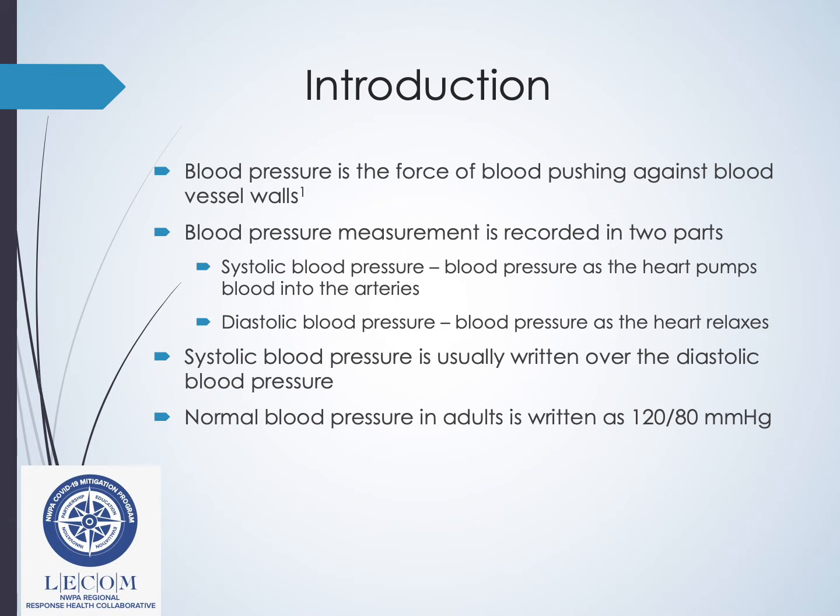Blood pressure is the force of blood pushing against the walls of blood vessels, usually arteries, as the heart pumps blood into the body. Blood pressure measurements are usually recorded in two parts. There is the systolic blood pressure, which is the blood pressure as the heart pumps blood into the arteries. And then there is the diastolic blood pressure, which is the pressure of blood when the heart is relaxing or resting. So, for example, normal blood pressure in adults is written as 120 over 80 millimeters of mercury. That means the systolic blood pressure is 120 and the diastolic blood pressure is 80.